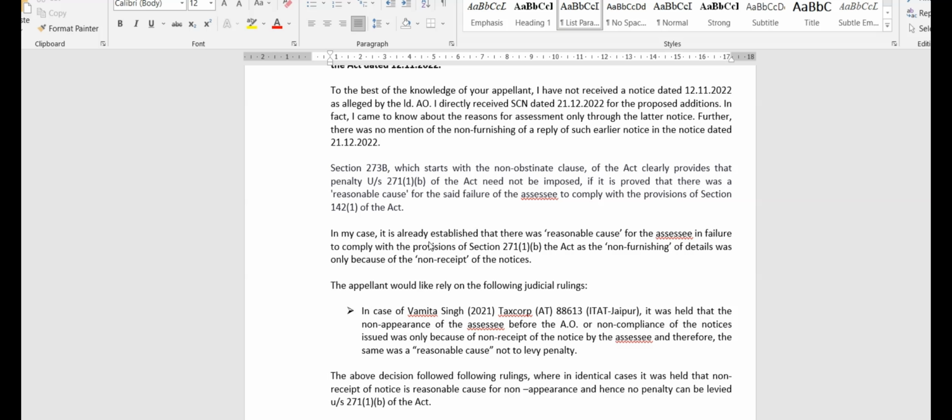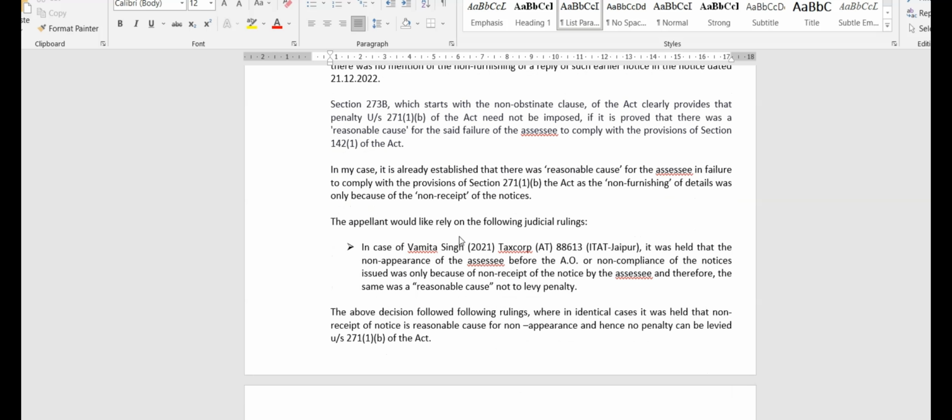In my case, it is already established that there was reasonable cause for the assessee in failure to comply with the provision of 271(1)(b), as non-furnishing of details was only because of the non-receipt of the notices. That was the only reason for which the assessee could not comply with the 142(1) provision. The appellant would like to rely on the following judicial rulings.